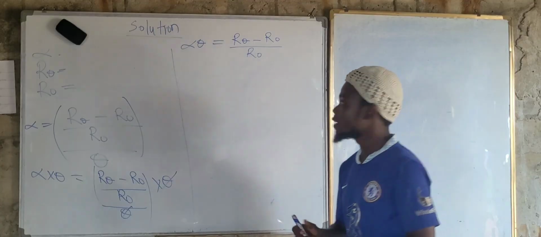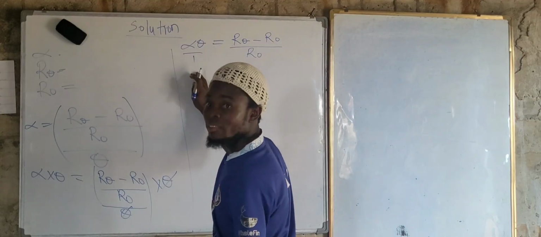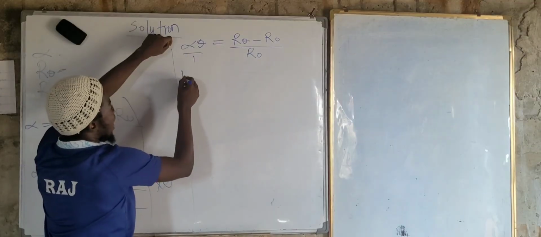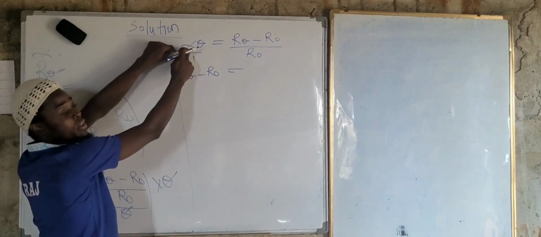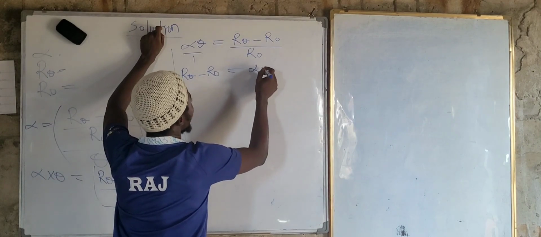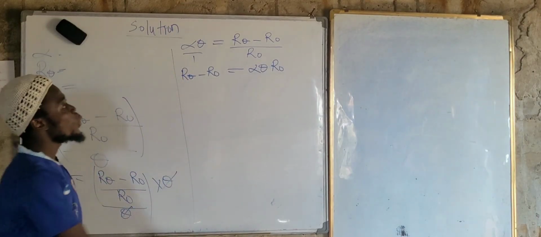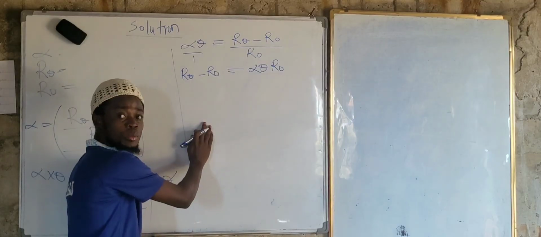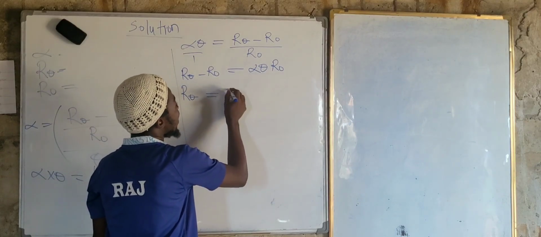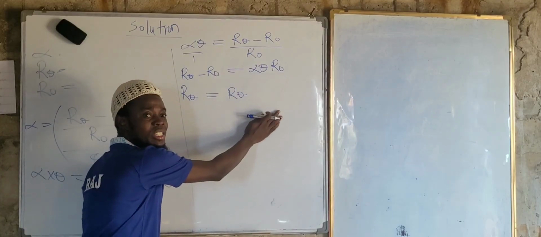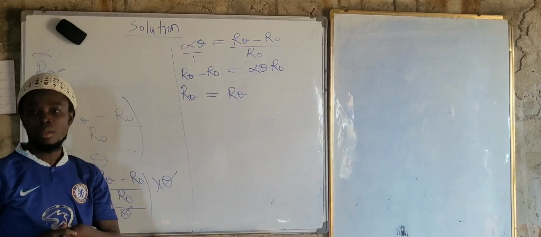Let's cross multiply here. So here it is upon 1, right? 1 times any number is the number itself. So we are multiplying 1 by R theta minus R0, equal to alpha theta times R0. Let's make R theta the subject. So R theta is equal to alpha theta R0, and this R0 was negative here, jumping across the equal sign, it becomes positive.